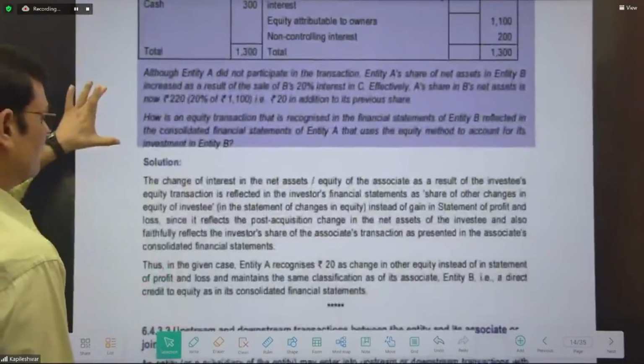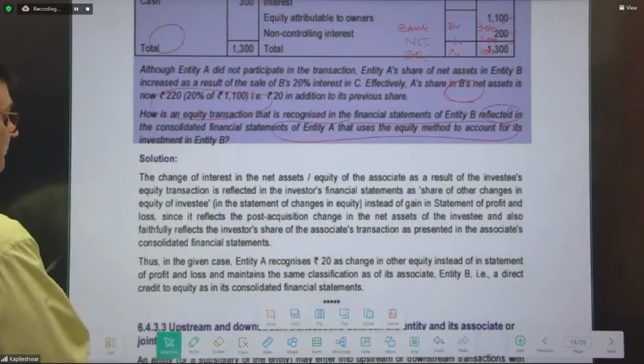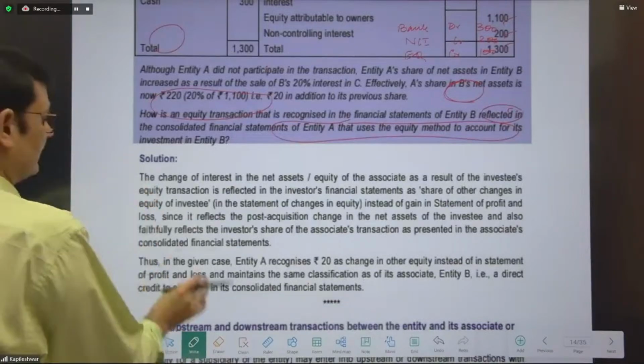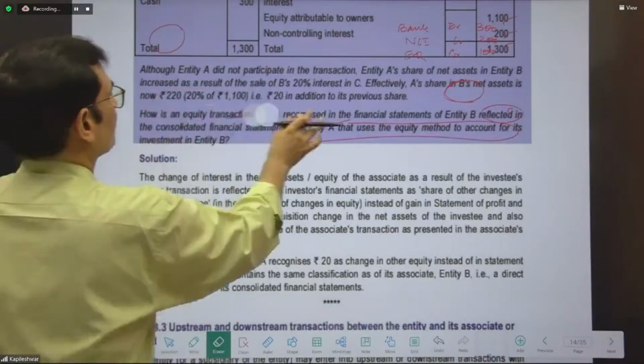Let's have a look at what is the requirement. So we are given in this particular case.